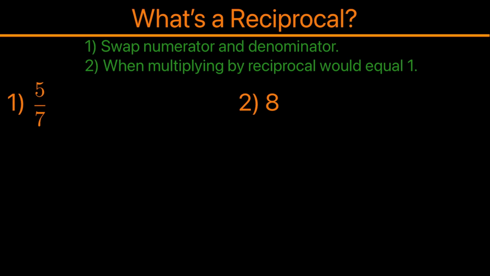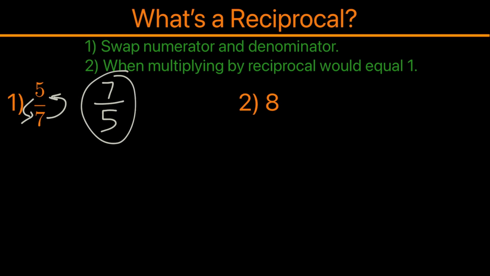The first one is 5 over 7. So what we want to do is swap the position of the numerator and the denominator, and that'll become 7 over 5. So 7 over 5 will be the reciprocal of 5 over 7.